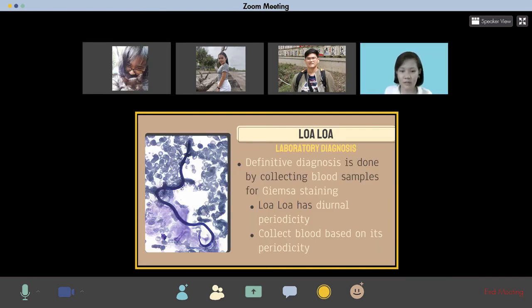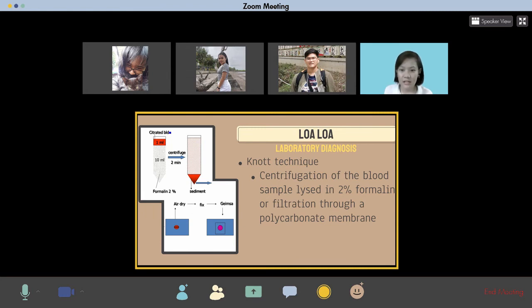Definitive diagnosis of Loa loa is done by collecting blood samples for Giemsa staining based on its periodicity, and it exhibits a diurnal periodicity. Microfilariae can be detected by obtaining a blood sample during the daytime, with its peak at 10 a.m. to 2 p.m. It can also be found in the lungs during its non-circulation phase. Its periodicity coincides with the maximum activity hours of the Chrysops vector. Next, the illustration at the side is the Knott's technique. It is performed to aid in the diagnosis of loiasis by increasing the likelihood of detection in individuals with a diminished or reduced number of microfilariae.